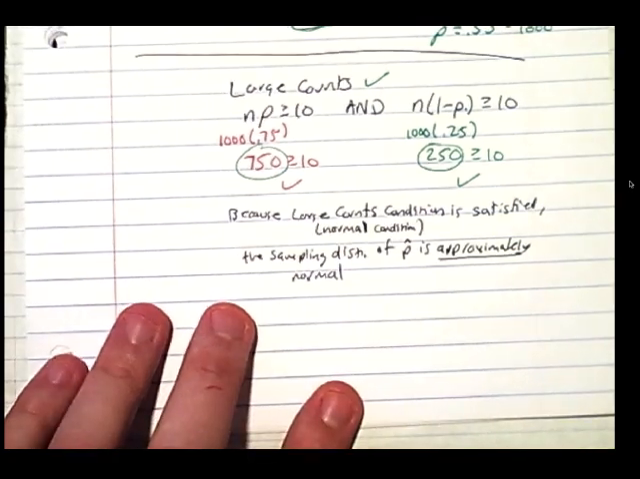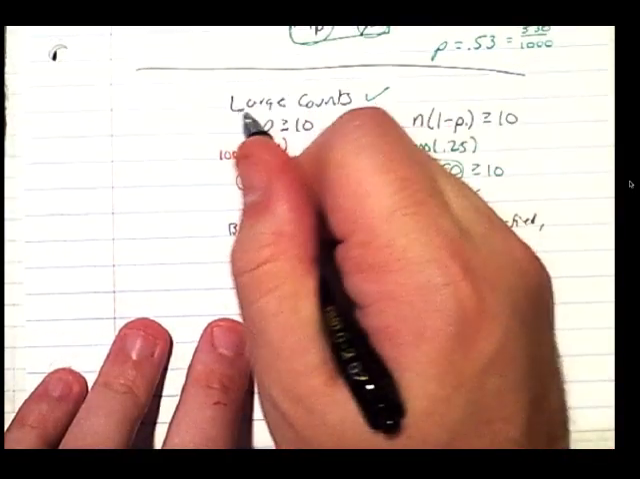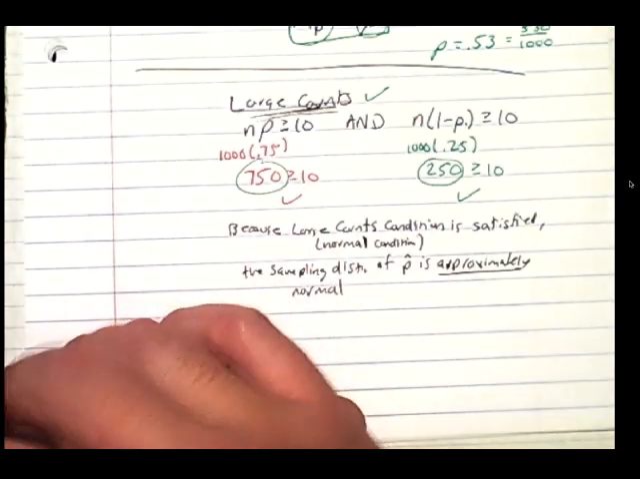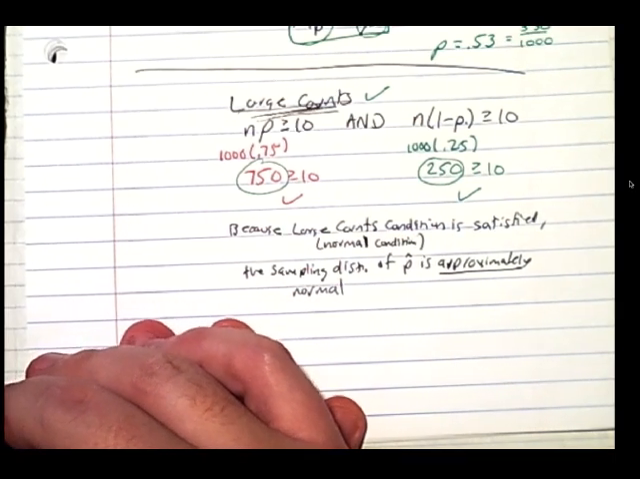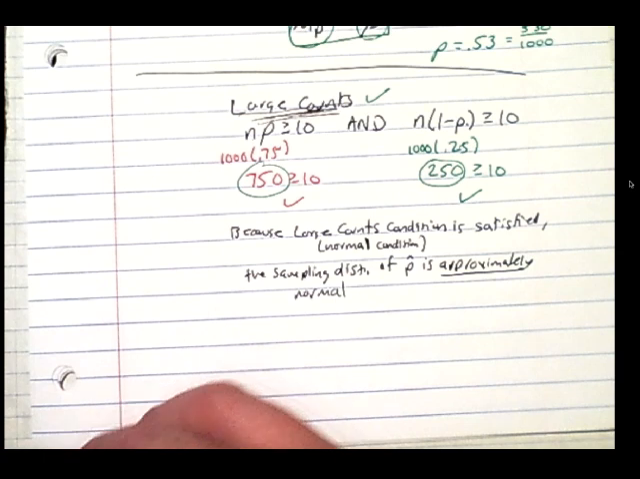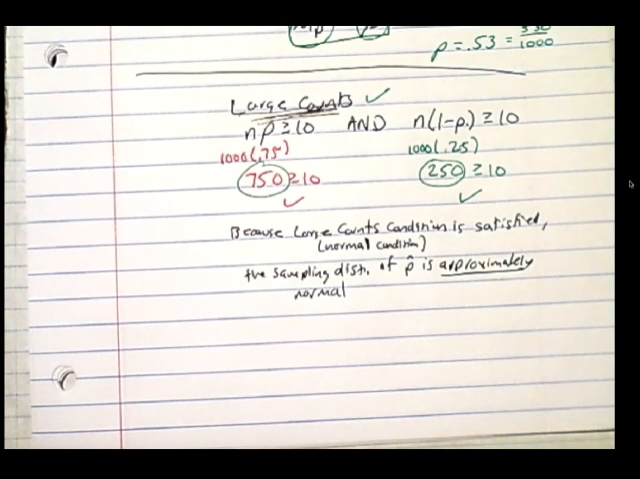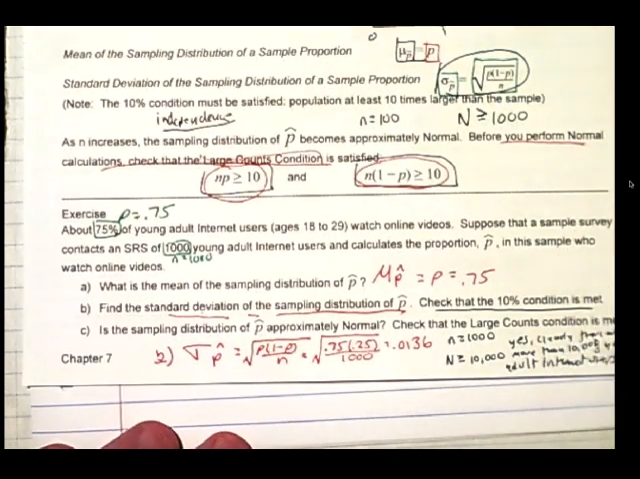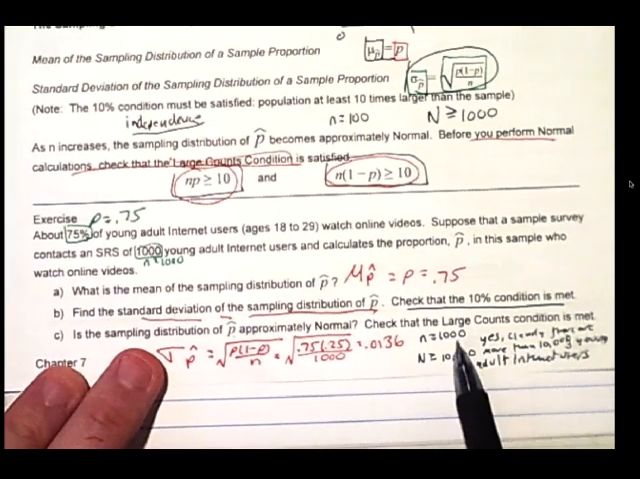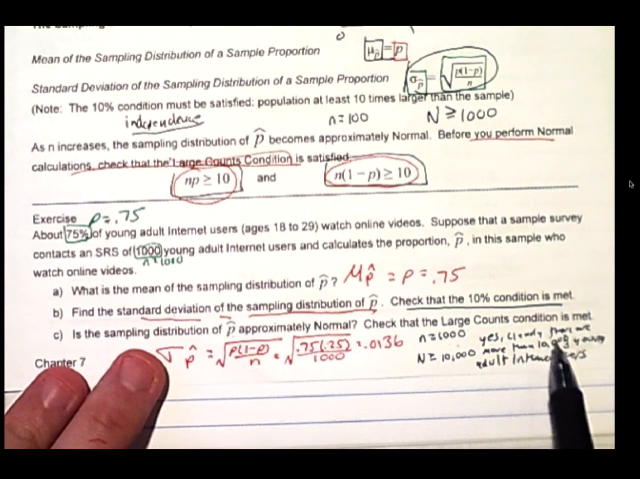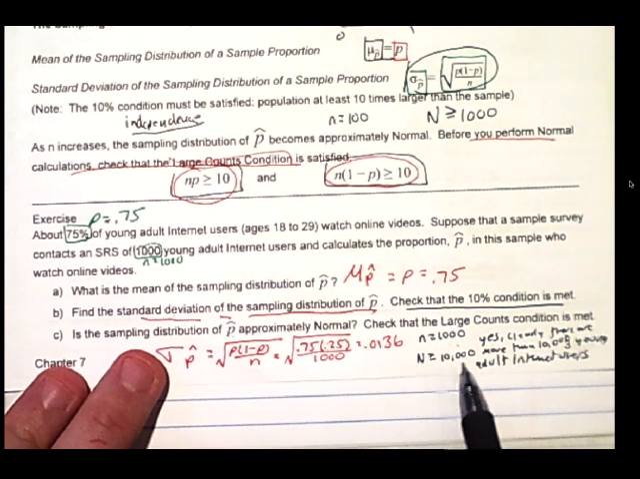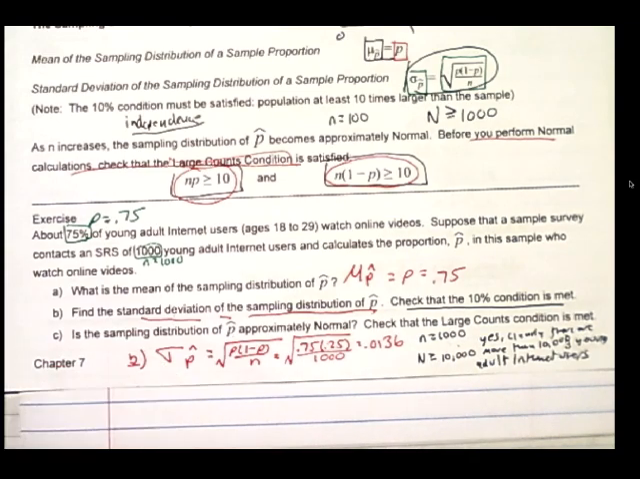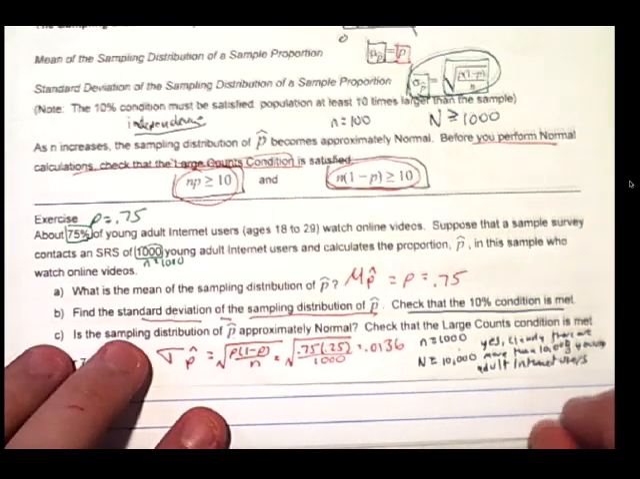In every inference test you're going to perform for proportions, you're going to check a large counts condition. Likewise, in every inference test and confidence interval, you're going to have to perform some sort of independence condition check, where the population size is at least 10 times greater than the sample size. Those checks have to be performed.